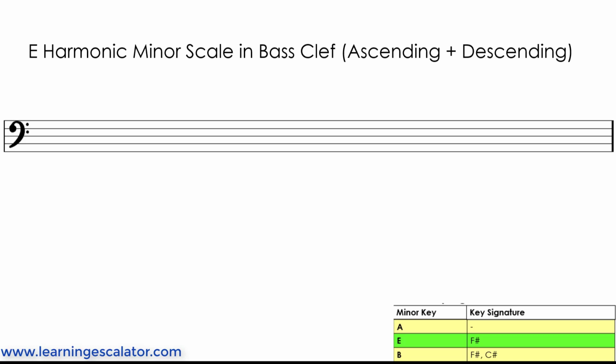So now write the E harmonic minor scale in bass clef, ascending and descending. Yeah, it's another E minor. So E minor has one key signature, F sharp. So F sharp goes here, and E, F, G, A, B, C, D, E, and back down.